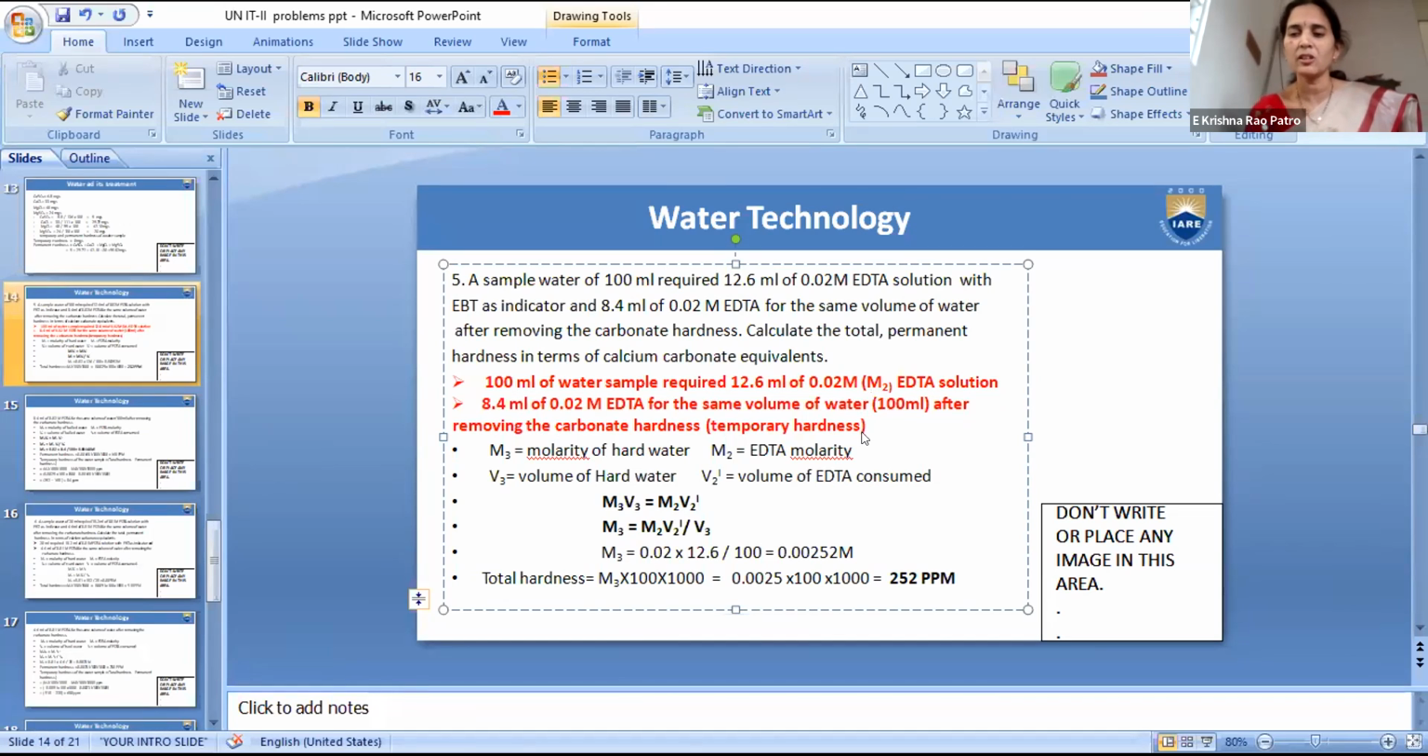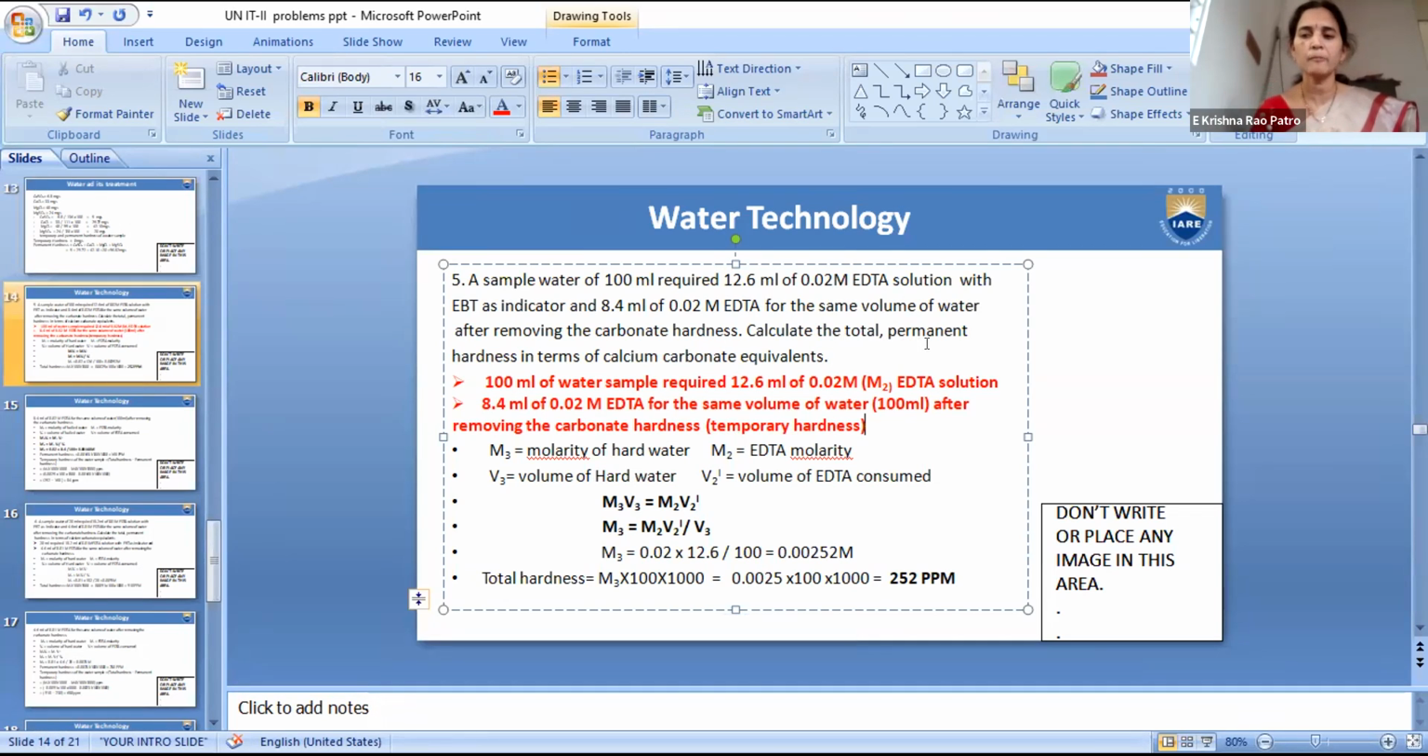So I think everybody understood. Temporary hardness is carbonate hardness, and permanent hardness is non-carbonate hardness. Why I am telling this here: in the problem, when you read it, you will understand, otherwise you will get confusion. Here it says 8.4 ml of 0.02 molar EDTA for the same volume of water after removing the carbonate hardness. How can we remove temporary hardness? By boiling. So we will find out permanent hardness. Here they are asking us to find total hardness and permanent hardness.